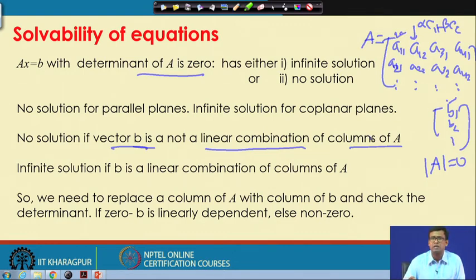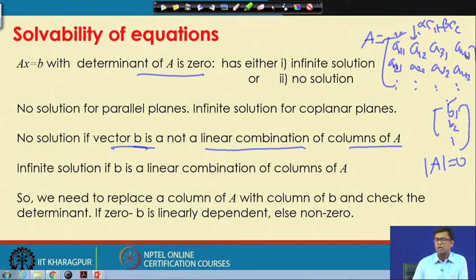So, I will see that the determinant is still 0, I cannot make a decision. If I replace the third one, the determinant will still be 0. Only if I replace the second column by B, the determinant is non-zero, because B is not a linear combination of 1, 3 and 4. So, I have to check each column, replacing each column by B and see whether the determinant is non-zero.